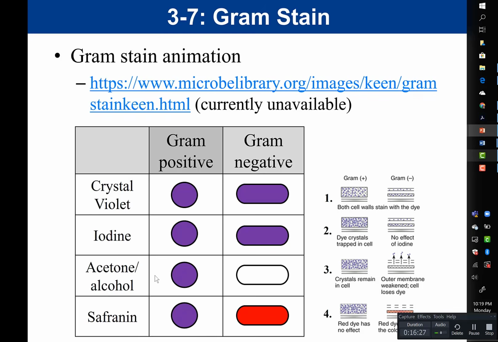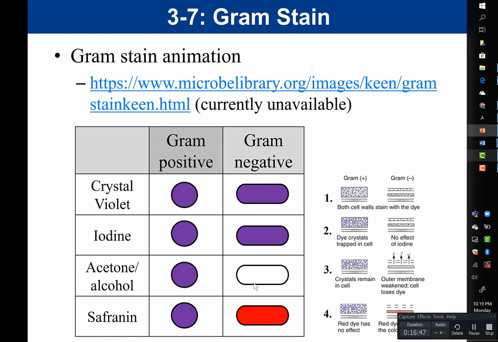And this is where the stain becomes differential, because gram-positive have a thick layer of peptidoglycan. They will retain the crystal violet. Gram-negative have a thin layer of peptidoglycan, and so the crystal violet is going to come out of the cell.